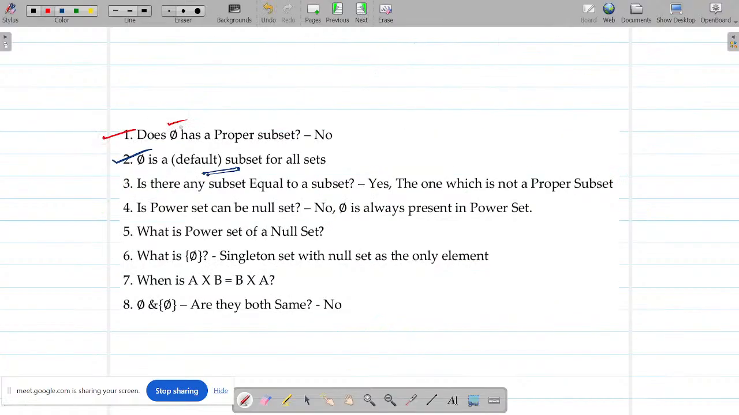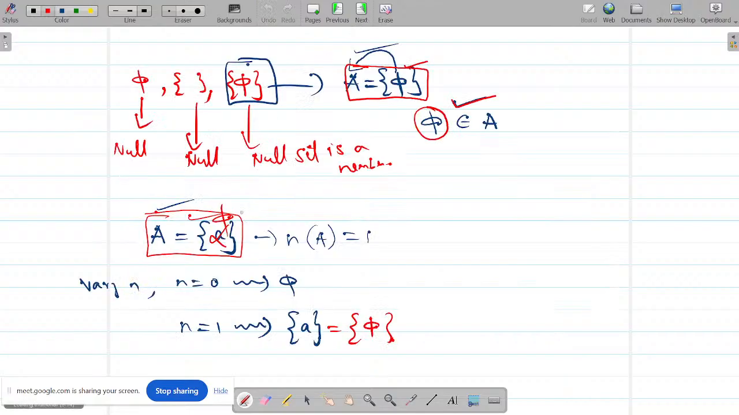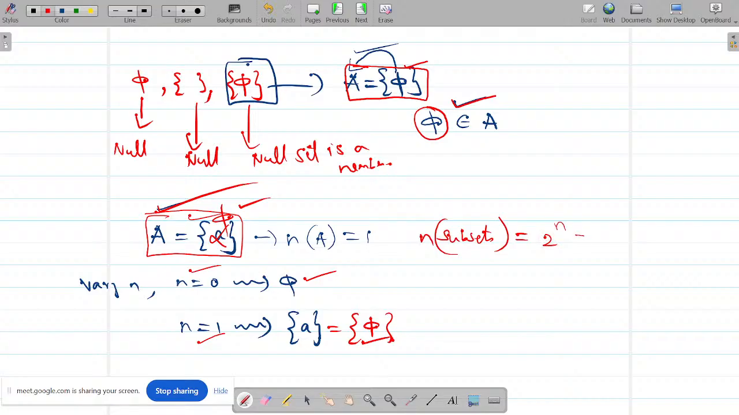Does phi have a proper subset? Just now we were discussing. If I take this A to be a singleton set containing phi as a member, does it have a proper subset? See, when n is equal to 0, it is null set. When I take n is equal to 1, null set containing, see, I have two elements here. What is the number of subsets here? 2 power n. N is 1 here. So 2 power 1, so 2. So I'm getting two subsets. What are the two subsets here? Null set is a subset and the singleton set with null set as a member is a subset. So this is different and this is different. You have to be very clear.